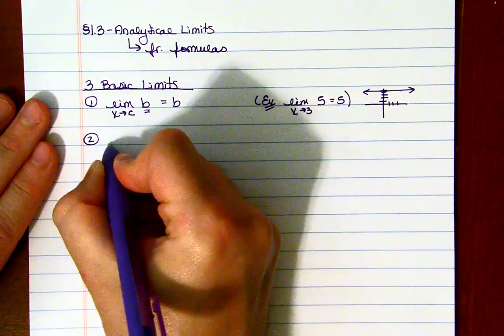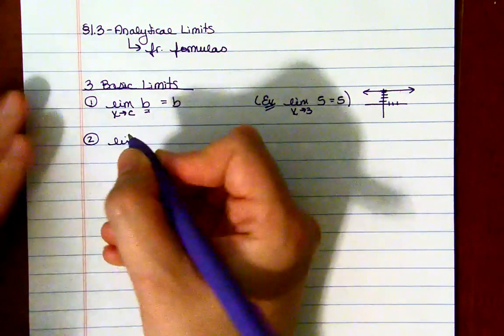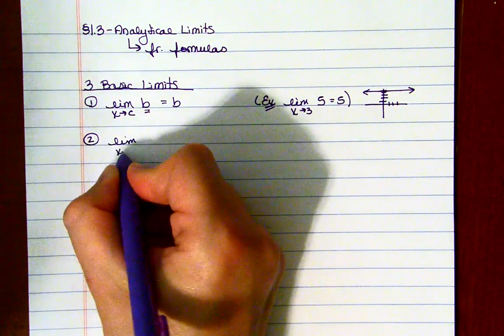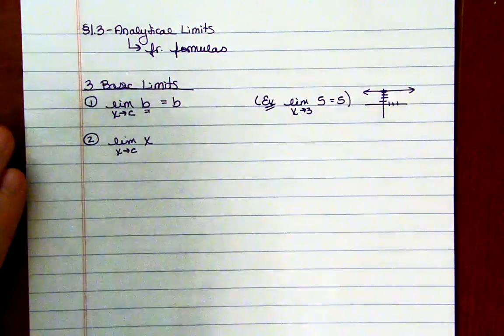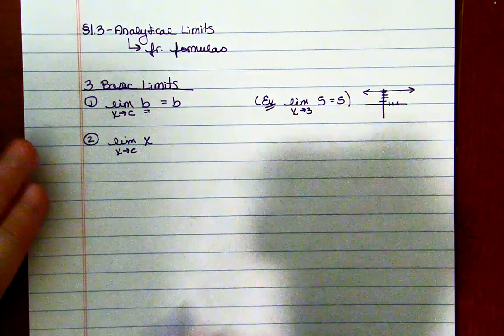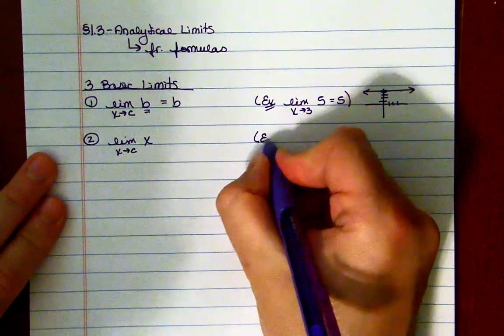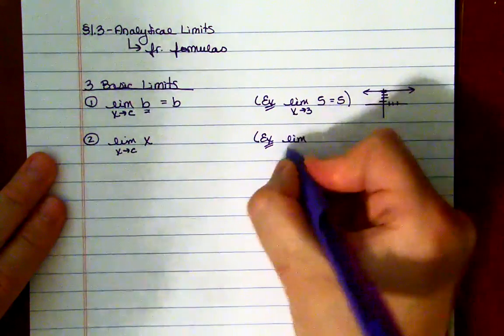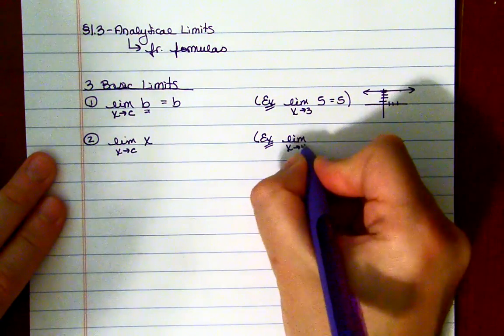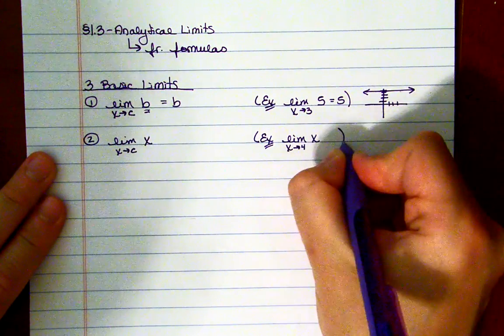Number 2, the limit as x approaches c of x. Again, there's like a lot of letters here. Let me try to give you a specific example. Let's do the limit as x approaches 4 of the function x.